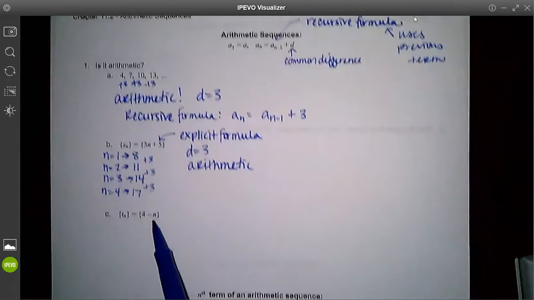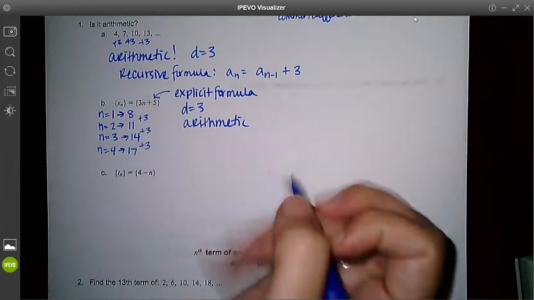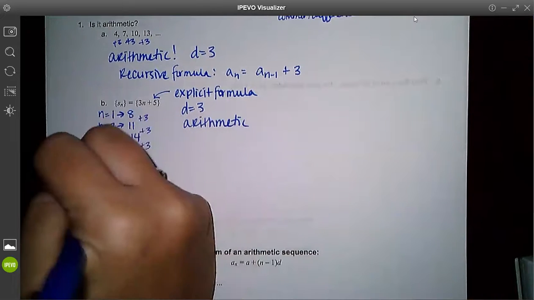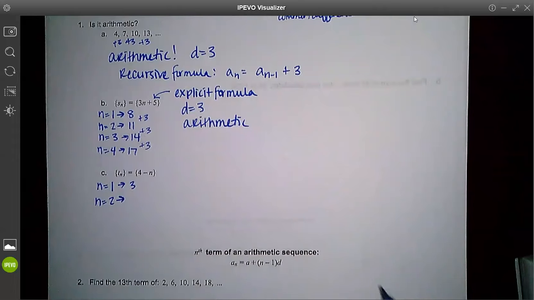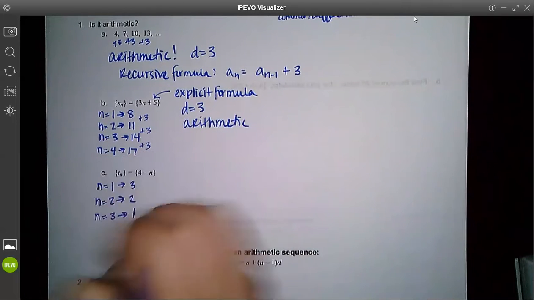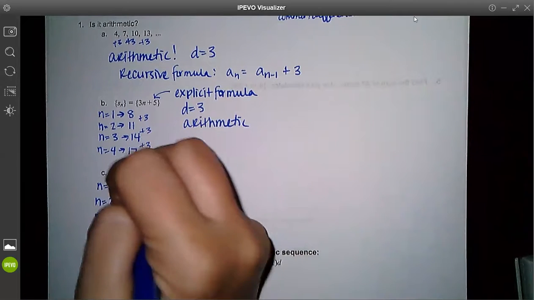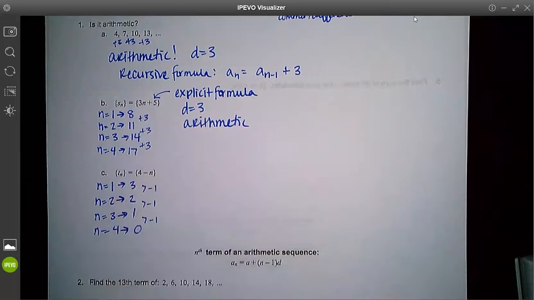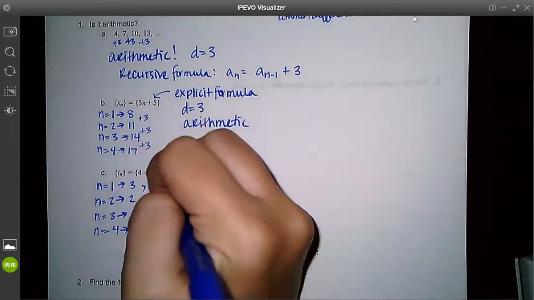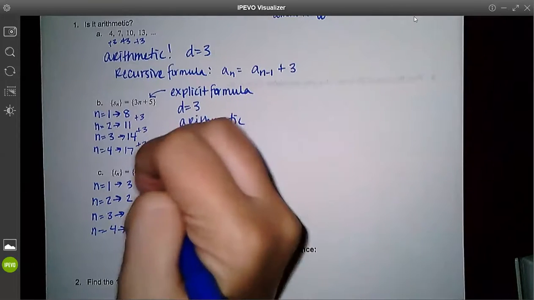Here, again, this is linear. So I'm just going to show you finding the first 4 terms and then looking at it that way. So if n is 1, 4 minus 1 is 3. If n is 2, 4 minus 2 is 2. N is 3, 4 minus 3 is 1. N is 4, 4 minus 4 is 0. Each time you're subtracting 1 in between. So my common difference is -1, which means it is arithmetic. Again, this is an explicit formula.